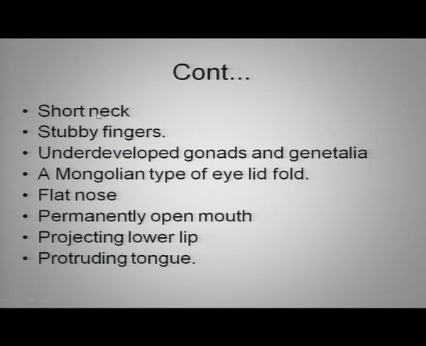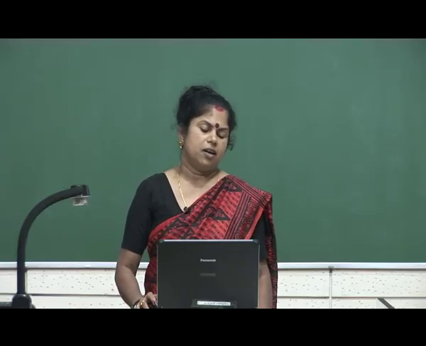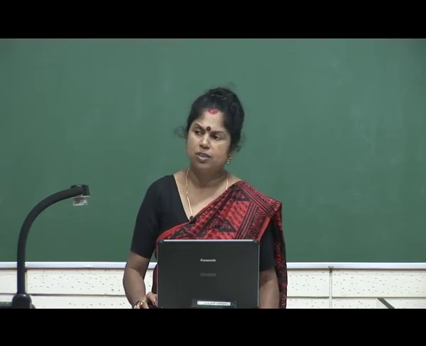Short neck, stubby fingers, underdeveloped gonads, external genitalia, a Mongolian type of eyelid fold. They have a flat nasal bridge, so flat nose, permanently opened mouth, projecting lower lips and protruding tongue. So, all these are the different symptoms that we can see in a child having this particular Down syndrome.